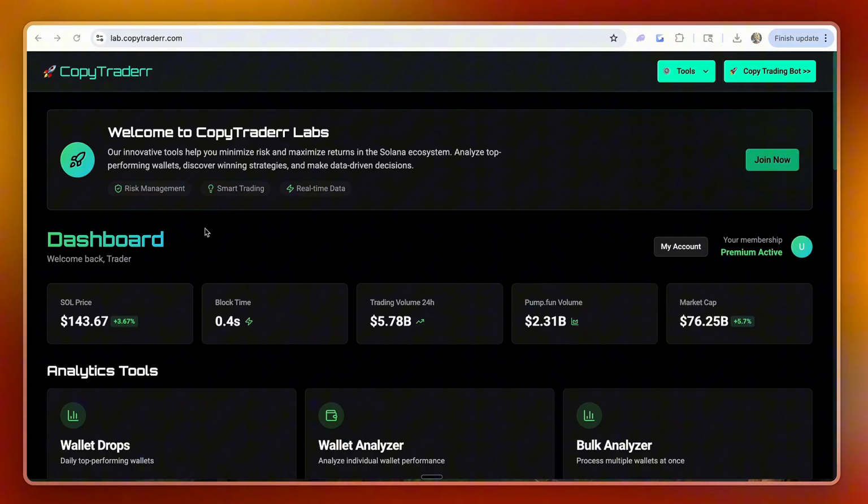Today I want to introduce you to another one of our incredible tools. In my opinion, this is the most powerful tool for copy trading in existence, and it's a true game changer when it comes to making serious money with copy trading.